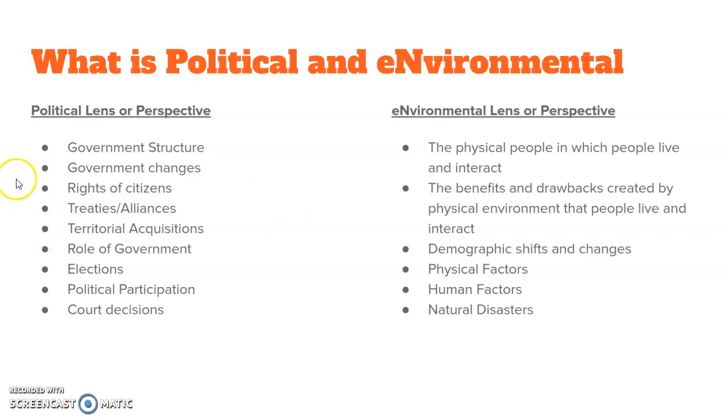When we get to the political and environmental lens, that's when we sort of shift gears a little bit. Obviously, when you're talking about politics, we're looking at things that are government related, the role of government, elections, political participation, and so on. And then when we talk about environmental lens of perspective, that one's a bit more unique. One of the more interesting ones are like the physical and human factors, even things like natural disasters, and how we actually affect the environment that we live in. So that about wraps it up for ESPN.